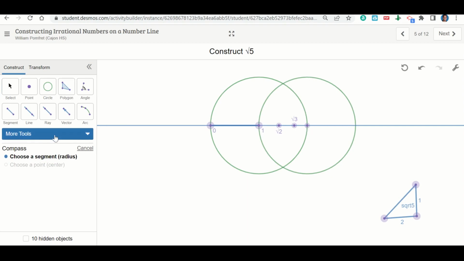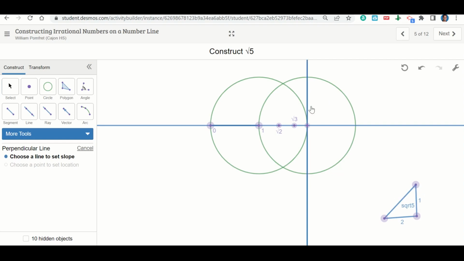So I'm going to go ahead and go to More Tools, Perpendicular Line. I want it to be perpendicular to the number line here. And I want it to pass through 2, right there. What we should notice is we have a length of 2 here, and this length, because we use the circle with the radius of 1, this length here should be 1. So we have 2 and 1.